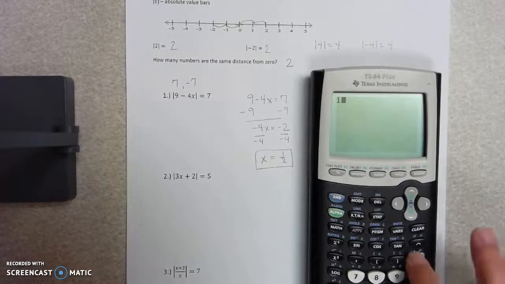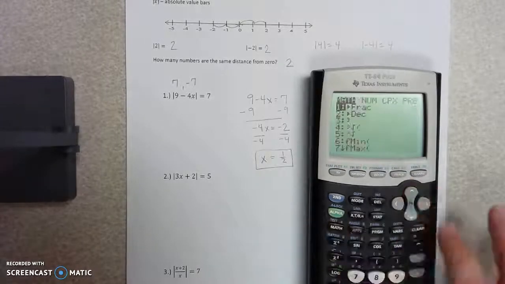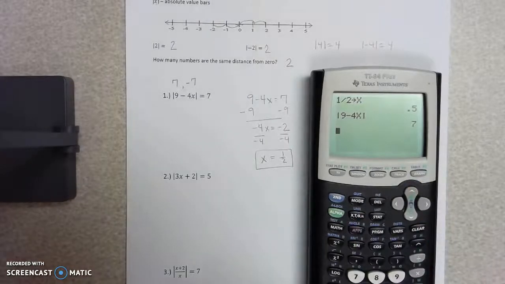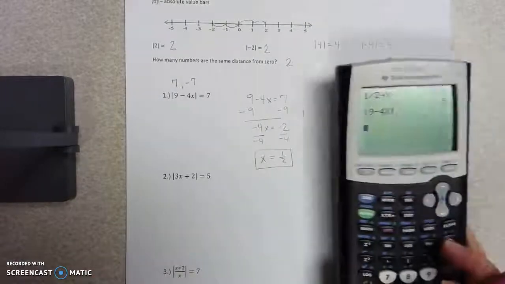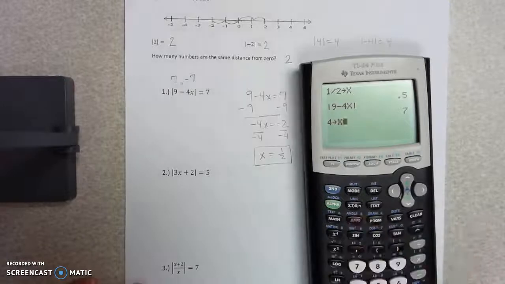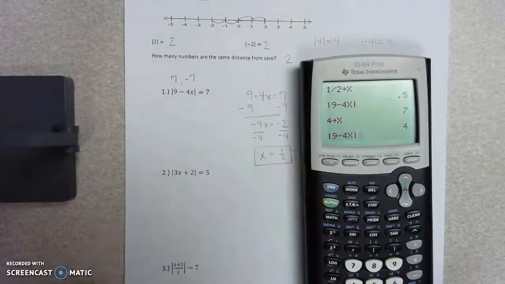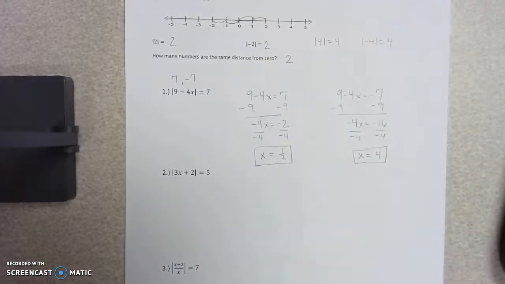Our first answer is 1/2, so I'm going to store that in X. Then I'm going to type in the absolute value of 9 minus 4x and hit enter. Notice I get 7. Then I'm going to try the same thing with 4. I store 4 in X, and then I can just recall my absolute value using second enter, so I don't have to retype it all. I hit enter, and I get 7. So I know that both of my answers, 1/2 and 4, are correct.